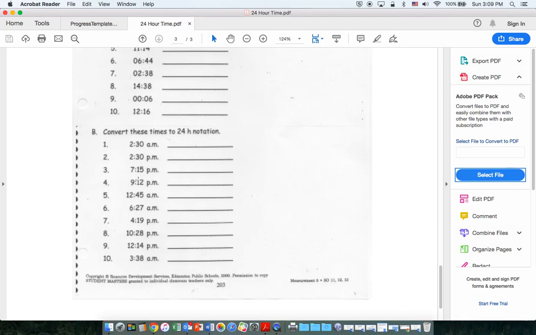Let's try one more. 7:15 p.m. Again, we're going to have to convert this hour to a bigger time because it's 24 hours, and in the PM it means that we're past the 12. So drop the PM, keep the 15 minutes, and add 12 to 7. So that's 19:15, because 12 plus 7 is 19.